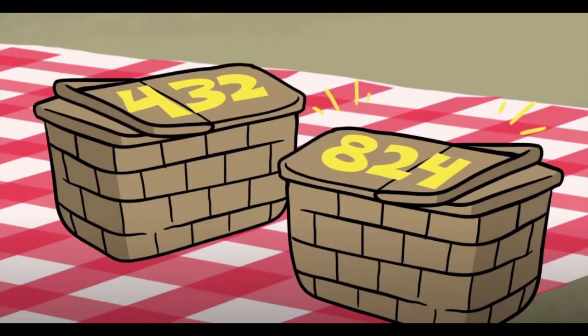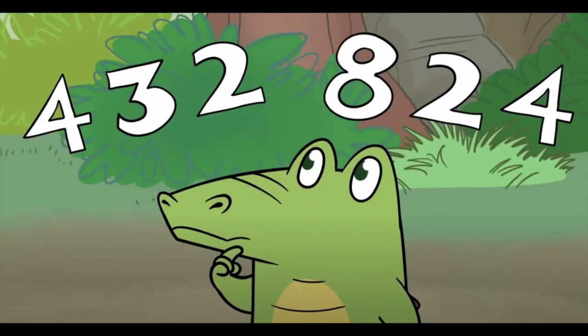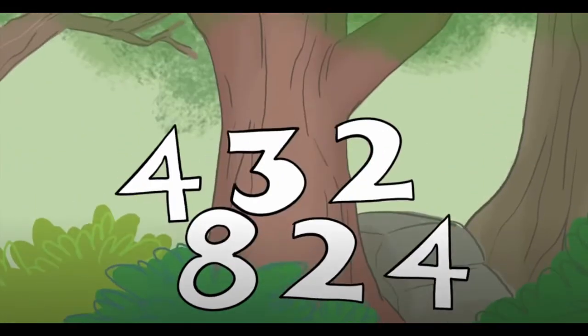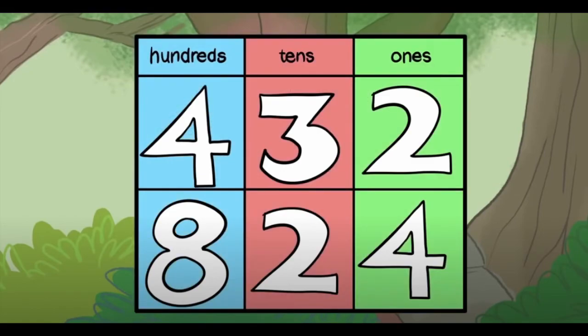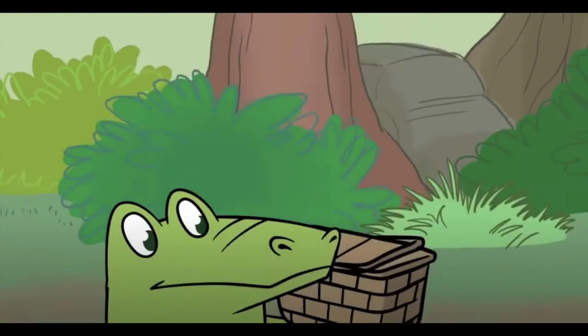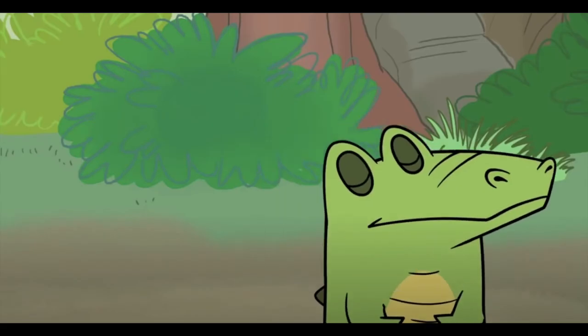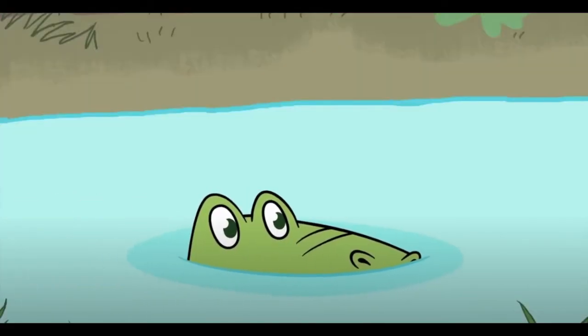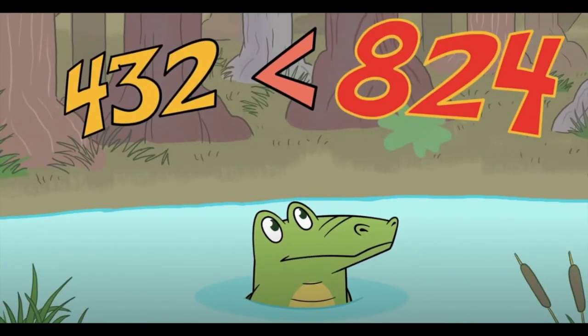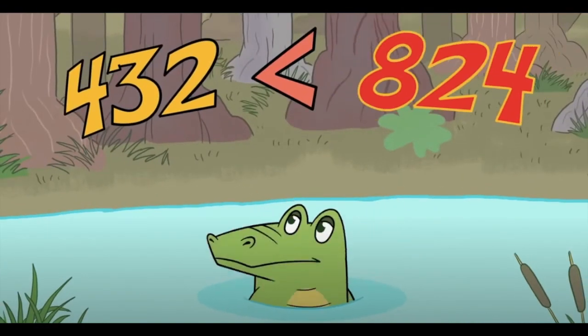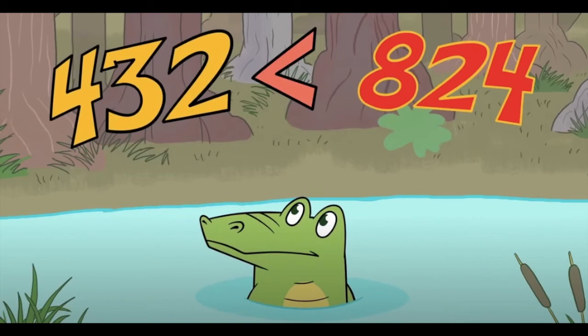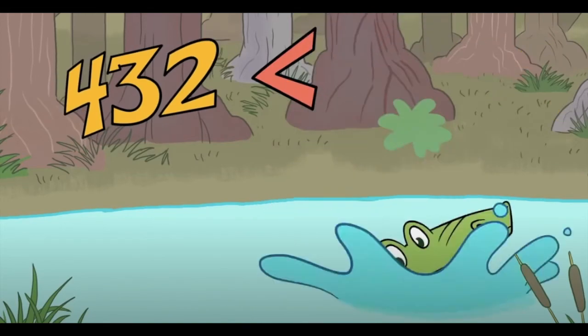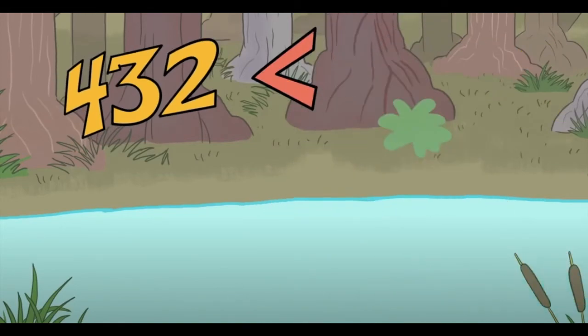And 824. The gator eats the one that's worth more. He looks at the place values from left to right. It's the greatest hundreds place, so he takes a big bite. The hungry alligator eats the number that is greater. The number that is least is never part of his feast.